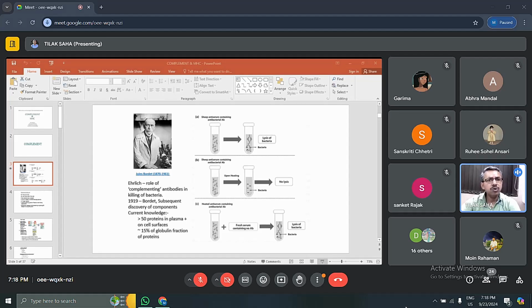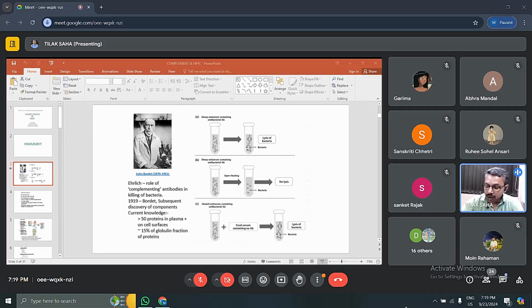Now, how do we name them? These proteins are named with C for complement and numerals like 1, 2, 3, 4, 5, 6, and so on. Out of which the C1 molecule is actually a pentameric protein. One molecule of C1Q along with two molecules each of C1R and C1S together form the C1 molecule. This is the very initial molecule that begins the classical pathway of complement activation.